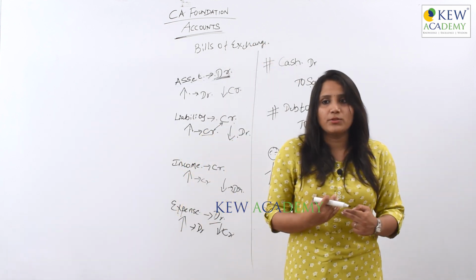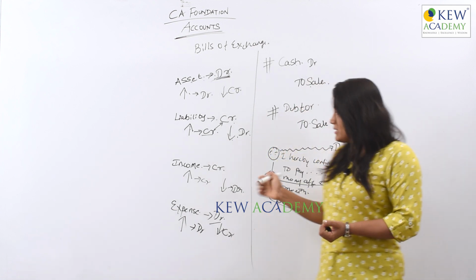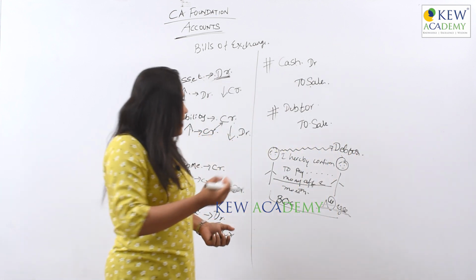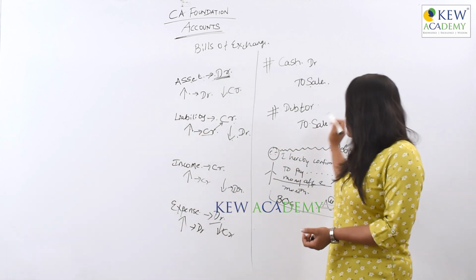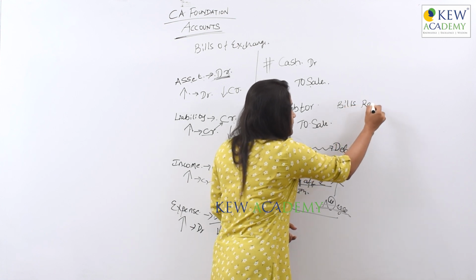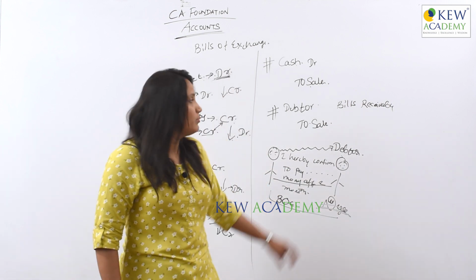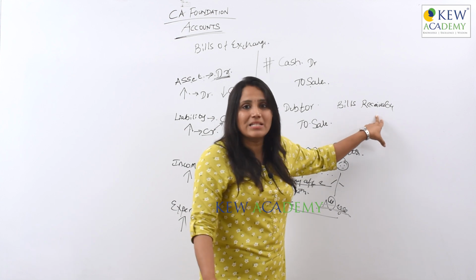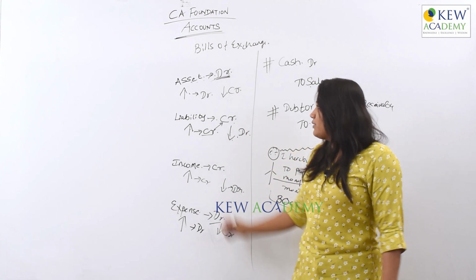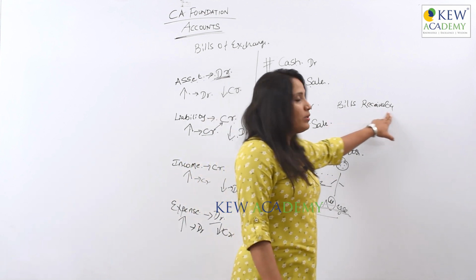Think from my perspective. My perspective is that of the person who is receiving the bill. He has given this bill to me, and now the bill is with me. So can I tell this is bills receivable for me? I have the bills receivable with me. Bills receivable is an asset. You tell me, an asset will have which balance? Yes, madam, we know an asset has a debit balance. So, bills receivable account debit.